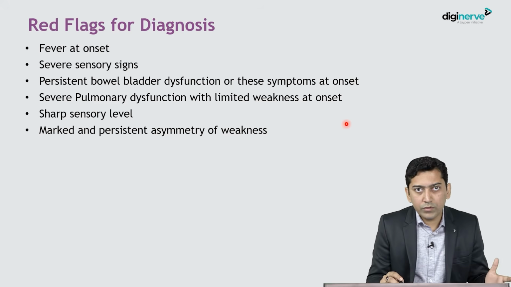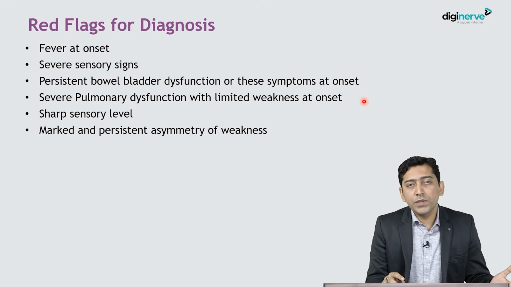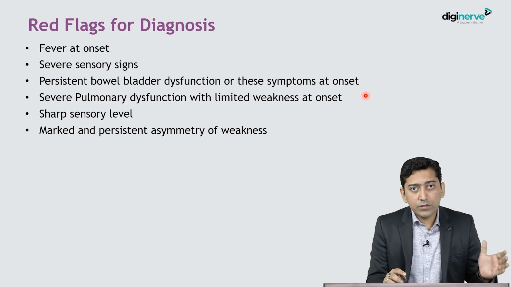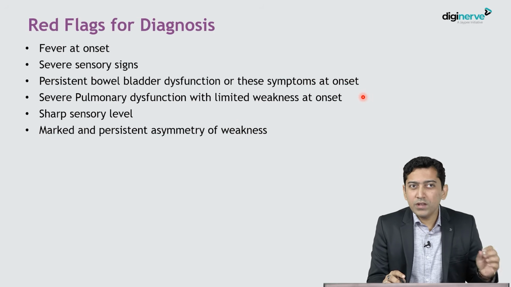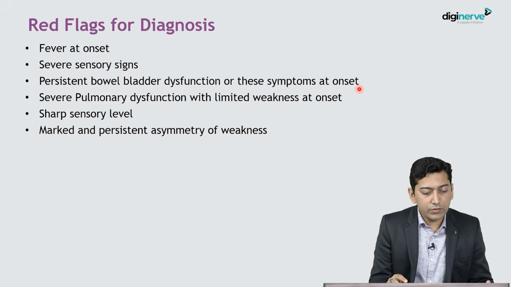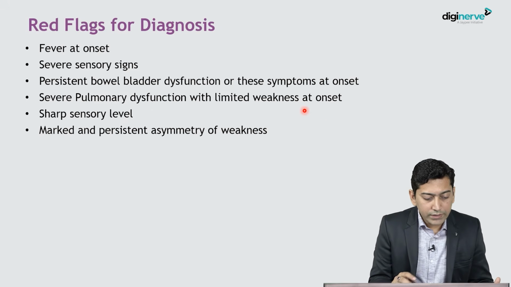Chest problems or pulmonary dysfunction. Some patients might have persistent bladder and bowel dysfunction because this might signify that there is a spinal cord affection. So there can be some urinary symptoms in GB syndrome, but if it's predominant and if it is persistent, then we might have to think of an alternative diagnosis. And also, severe pulmonary dysfunction with limited weakness is another red flag sign.